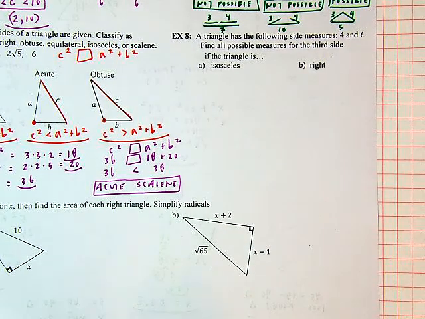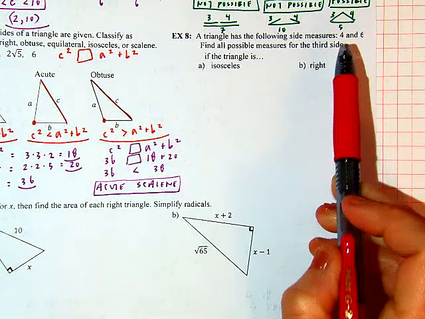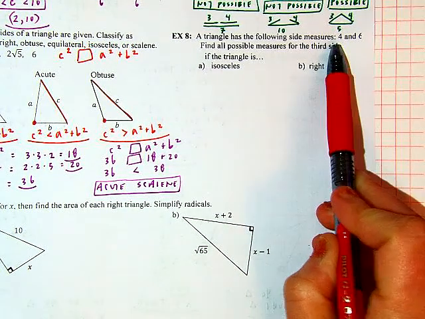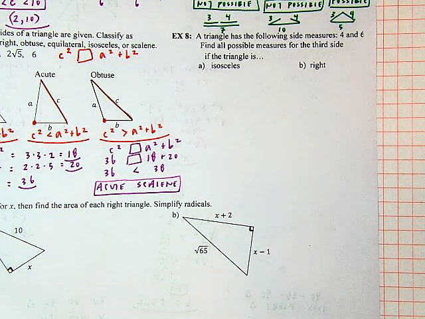So here a triangle has the following side measures. We're given 4 and 6. We want to find all possible measures for the third side if the triangle is isosceles. Okay, so if it's isosceles, that means that we have at least 2 congruent sides, but we're told that we concretely know 2 measures. One is 4 and one is 6. So we really have 2 options for what that third side could be if it's isosceles.